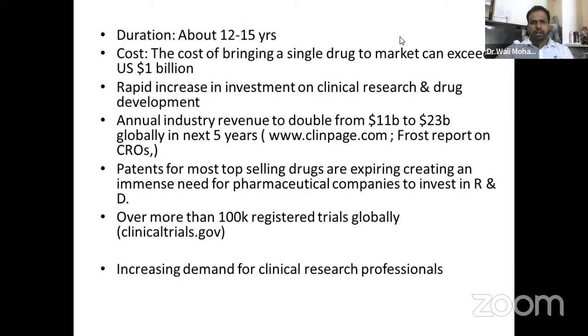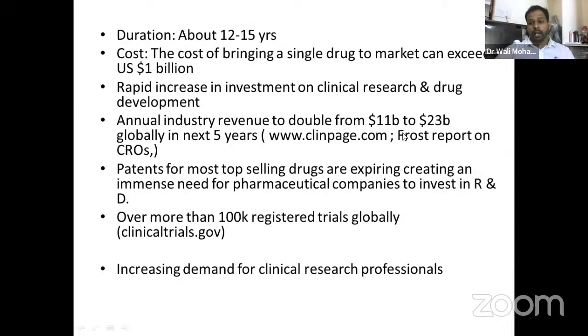So duration: to get a molecule, as I said, it takes almost 15 to 20 years, and still it is not guaranteed that it is going to stay in the market, because it can be called back or withdrawn from the market at any time. So cost: as I said, a single drug to the market can exceed US $1 billion as well. There is a rapid increase in investment in clinical research and drug development. You can see that in Hyderabad itself, in Telangana itself, a lot of clinical research institutes have come up which are conducting trials of all the phases now. So the annual industry revenue has doubled now.